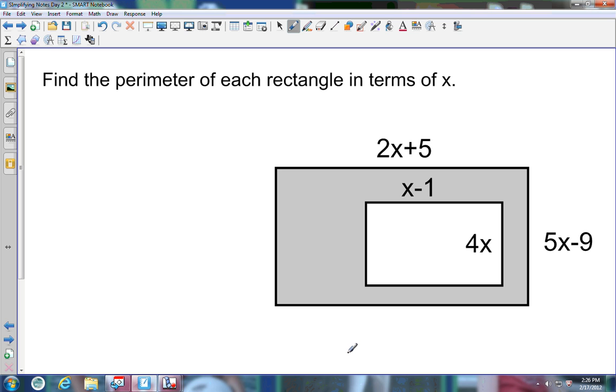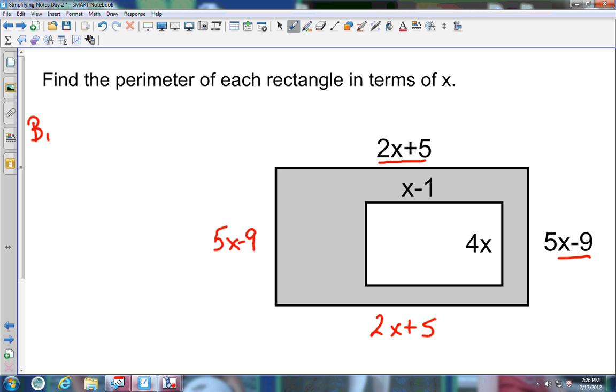Here's the next one. It says find the perimeter of each rectangle in terms of x. Okay, well let's forget about this middle piece right here. Let's just look at the big rectangle. So the big rectangle, let me erase this stray mark. I've got 2x plus 5, so down here is 2x plus 5. 5x minus 9. This side is 5x minus 9.